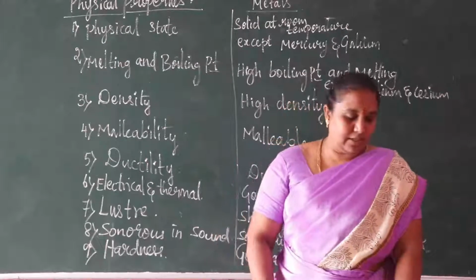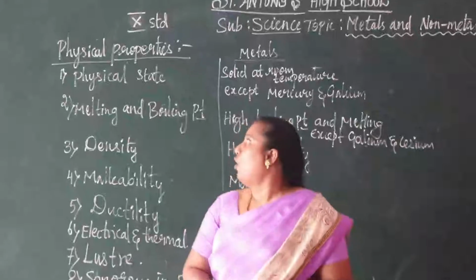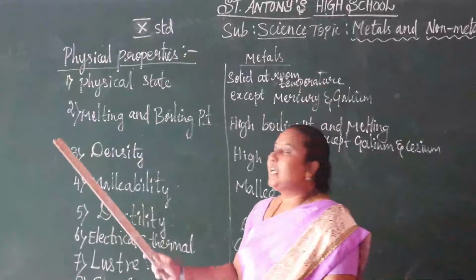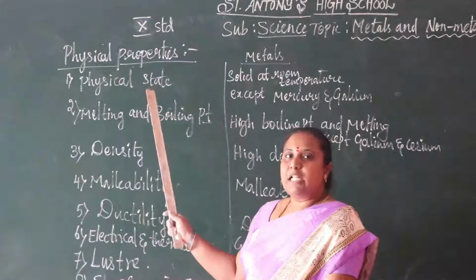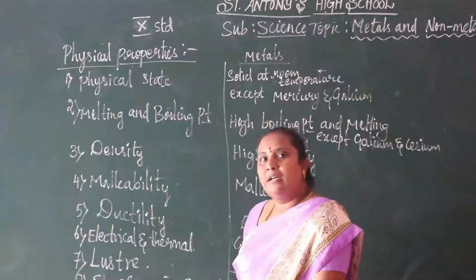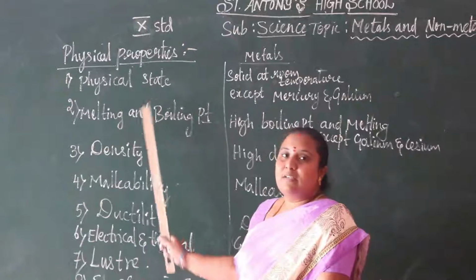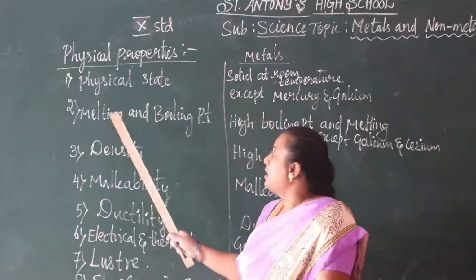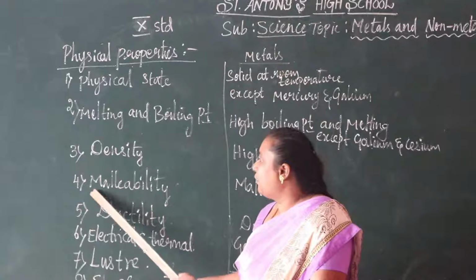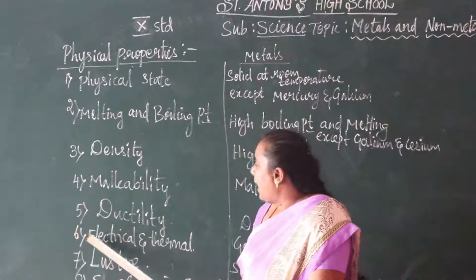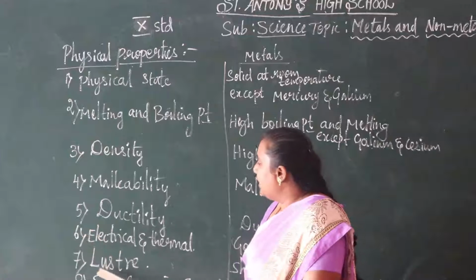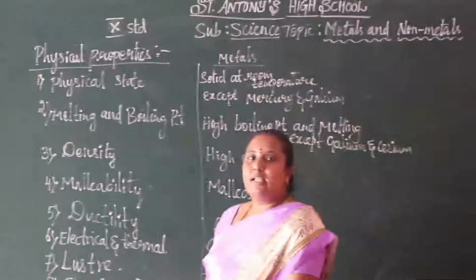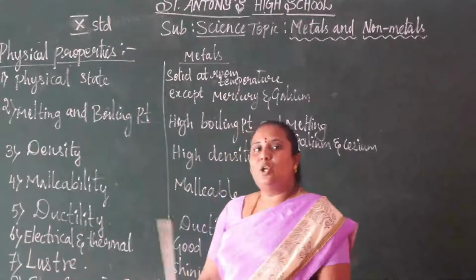Okay, understood children? Then we move on to the physical properties of non-metals. The same properties we saw in metals we can see in the non-metals also. What properties did we see in the metals? Physical state, melting and boiling point, density, malleability, ductility, electrical and thermal conductivity, then lustrous, sonorous, and hardness. So 9 properties we saw in the metals. Based on that, let us see about the non-metals also.